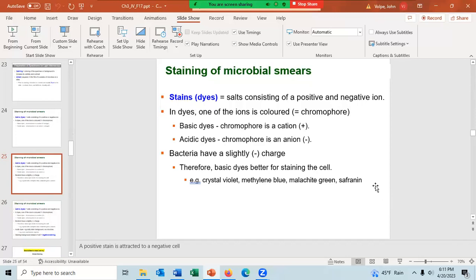Bacteria have a slightly negative charge, so therefore a basic dye will stain the bacteria because the positive chromophore is attracted to the negatively charged cell. Most of the stains we have in microbiology are basic dyes like crystal violet, methylene blue, malachite green, and safranin.